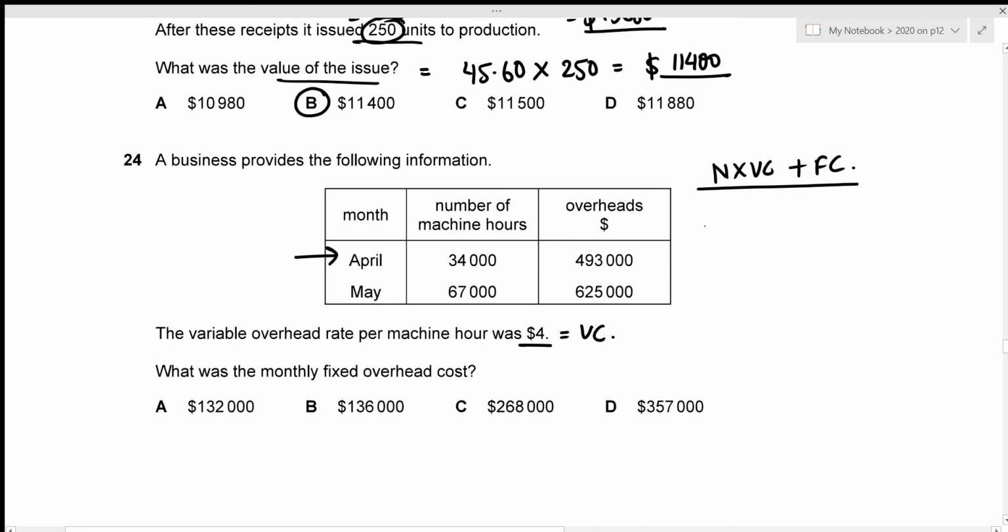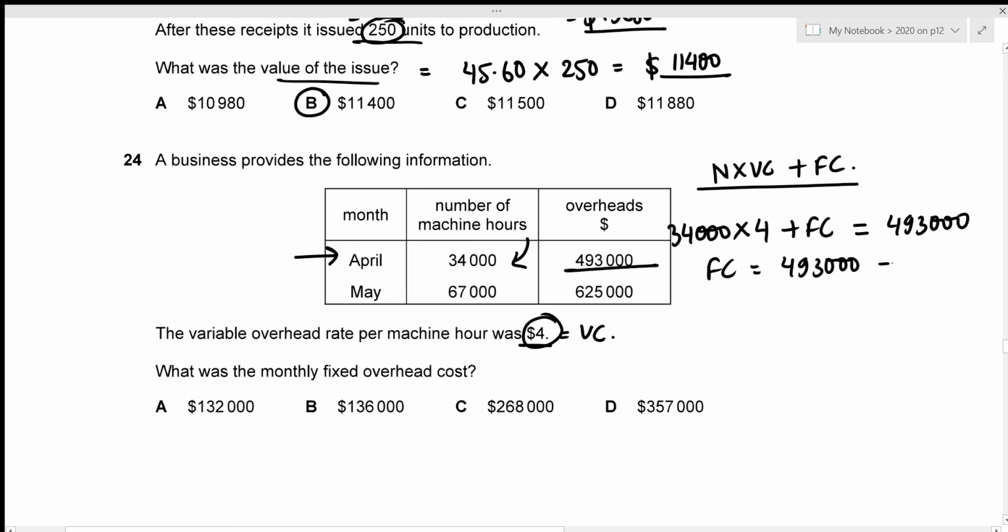So that's the number of machine hours, right? That is 34,000. We need to multiply it with the variable rate, which is 4, and plus fixed cost will result in a total overhead of 493,000, which means that our fixed cost is just going to be 493,000 minus 34,000 times 4, and this gives the fixed cost value to be 357,000. And we can use the information for May as well, and if we get the same answer, that would mean that our answer is correct.